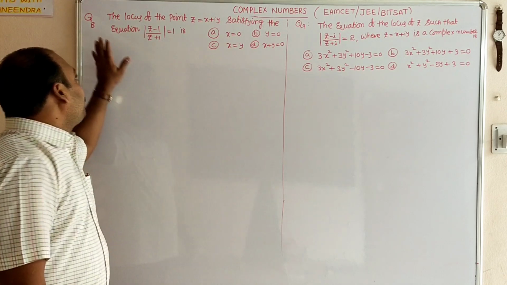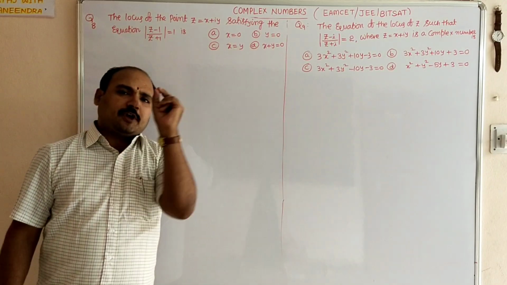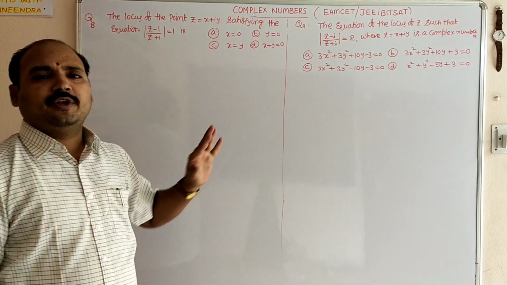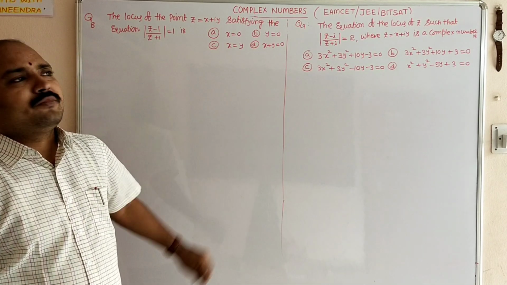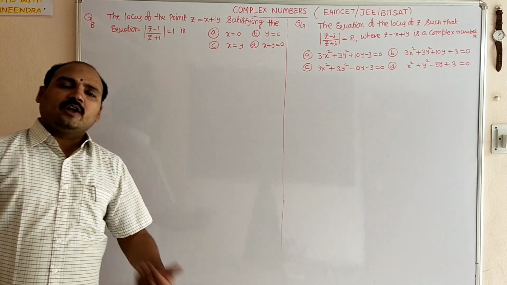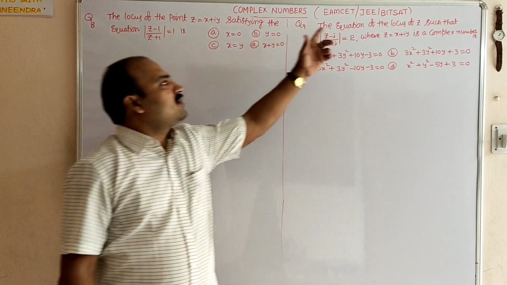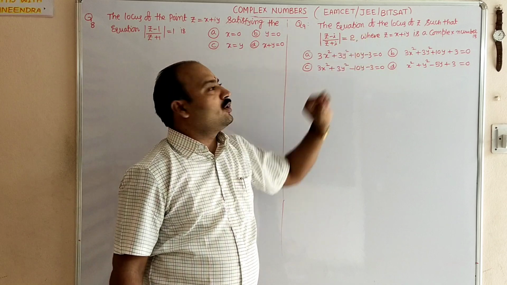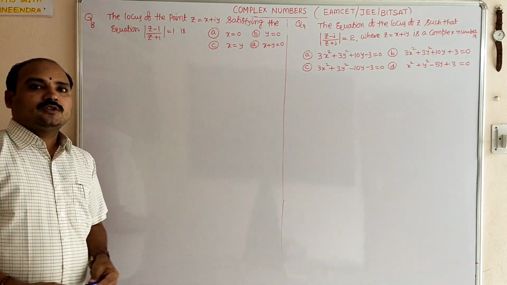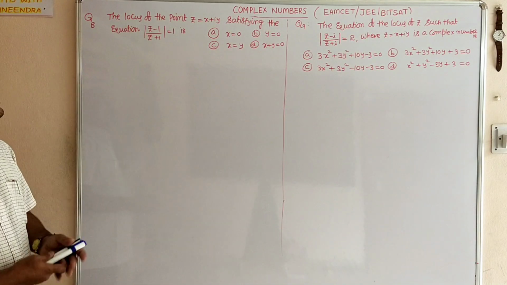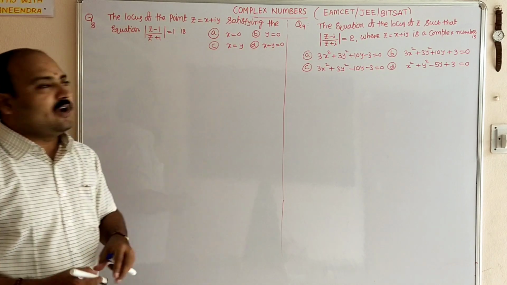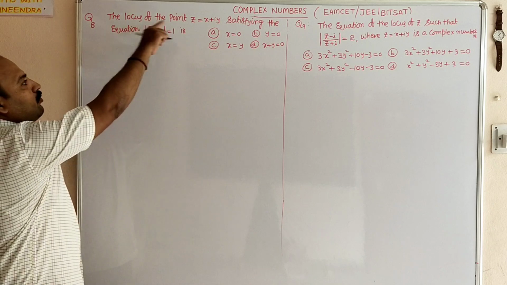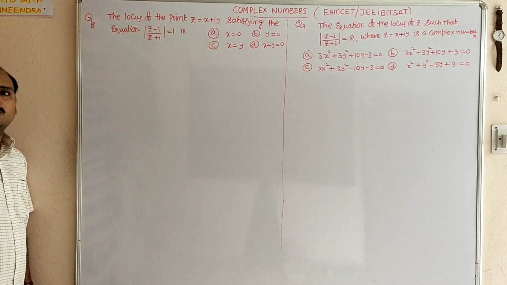The next question. Locus problems guarantee one question in the MHT CET examination in complex numbers, and we are expecting them regularly in JEE Mains and BITSAT also. So we will discuss these questions. The locus of the point z = x + iy satisfying the equation |z - 1|/|z + 1| = 1.